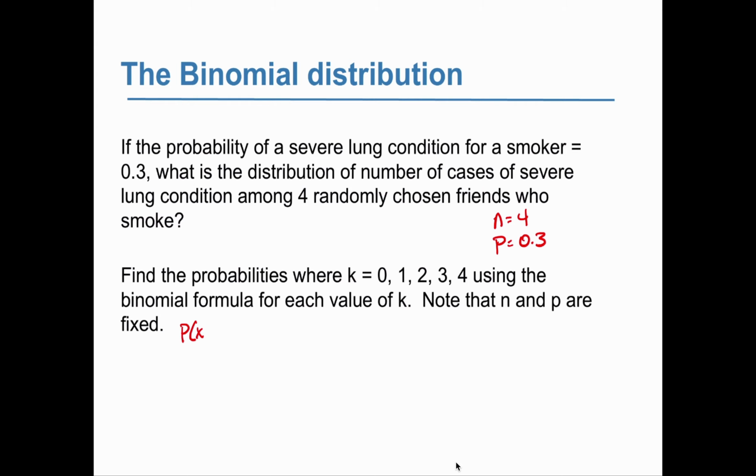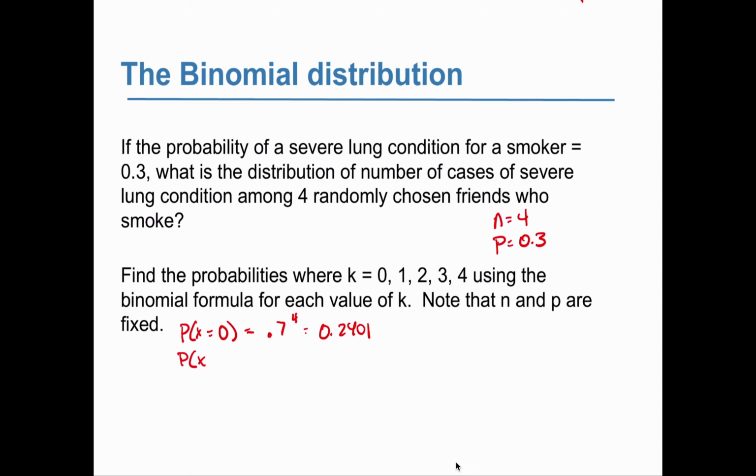So the probability that our random number, that our number of severe lung conditions is 0, right? There's only one way that could happen. That is that none of them have a lung condition, which would be 0.7 to the 4th power, which is 0.2401.